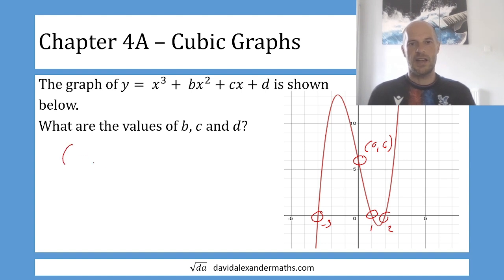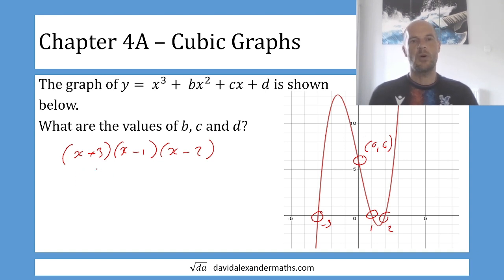So if these are the solutions, then it's going to be x plus 3, x take away 1, x take away 2, or a multiple of that. It all depends whether we can get the y-intercept of 6. 3 times -1 is -3, -3 times -2 is +6, so it does work, so that's good.